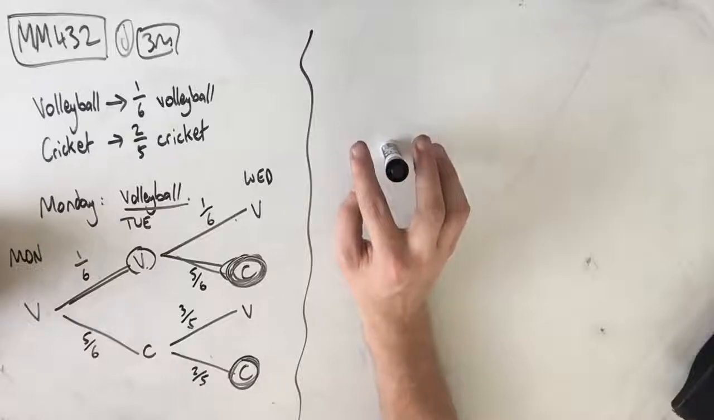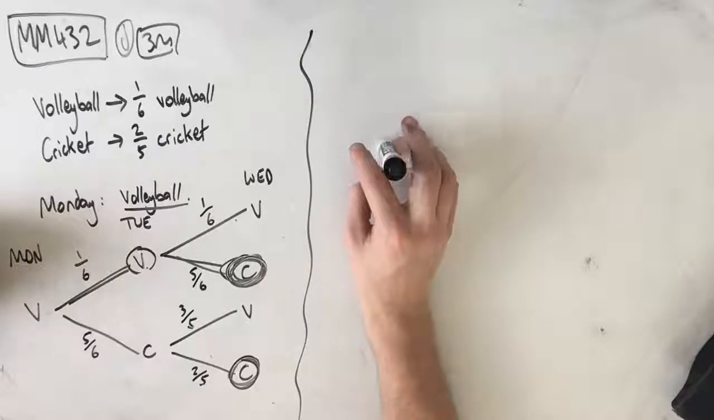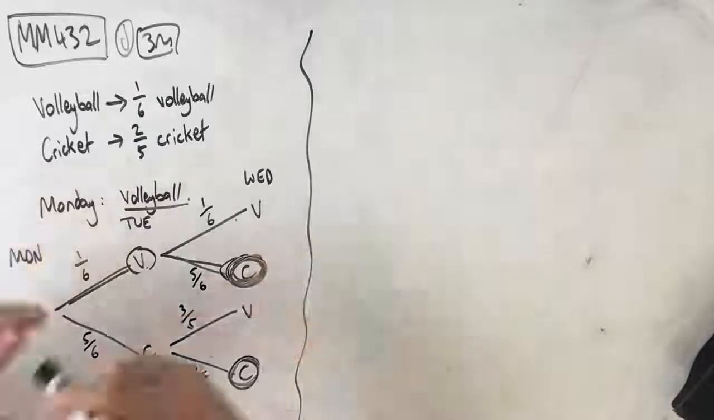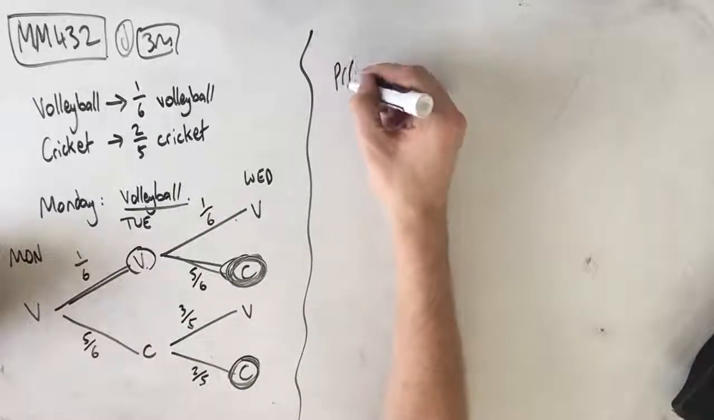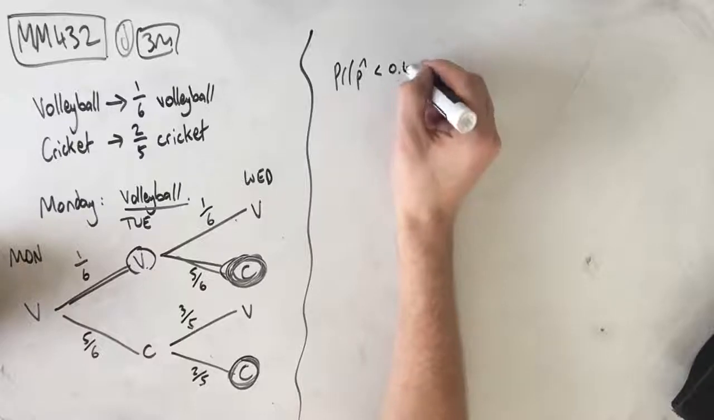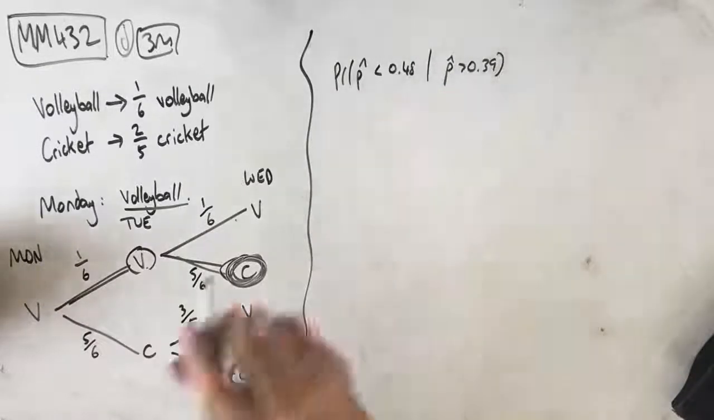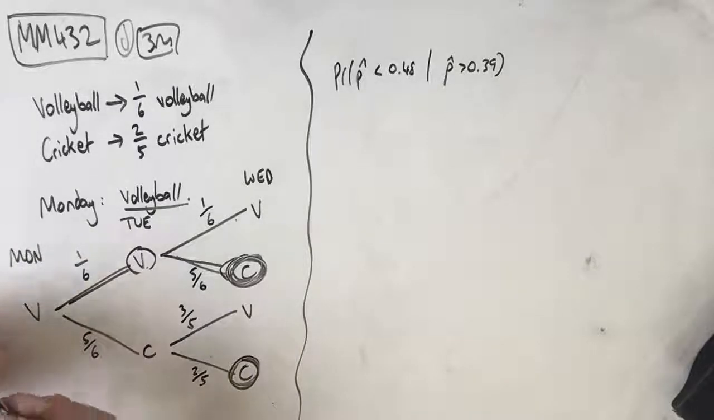For samples of size 100, P hat is the random variable of the distribution of sample proportions of children who play cricket on the first Wednesday of the holidays. Find the probability that P hat is less than 0.48, given that P hat is greater than 0.39. Correct to 4 decimal places. Do not use a normal approximation.